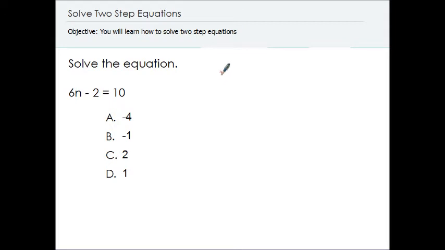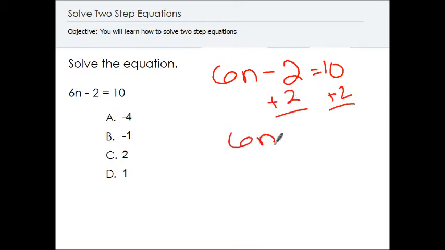All right, welcome back. So we have 6n minus 2 equals 10. Add 2 to both sides. I have 6n equals 12. Divide by 6. Divide by 6. N equals 2.